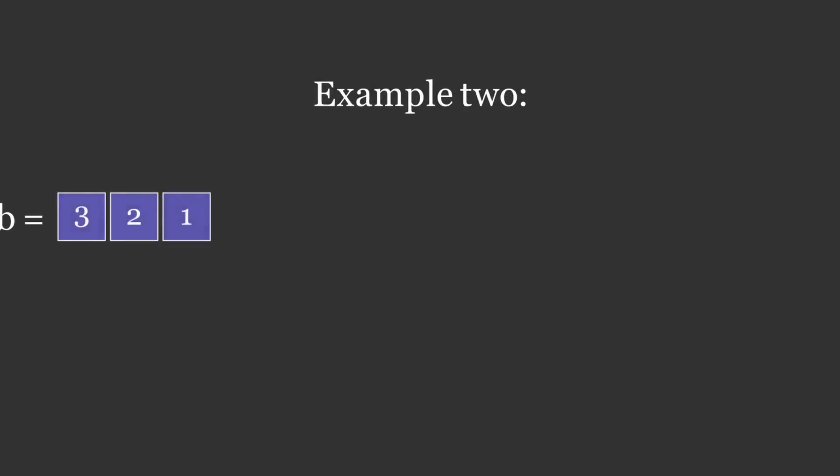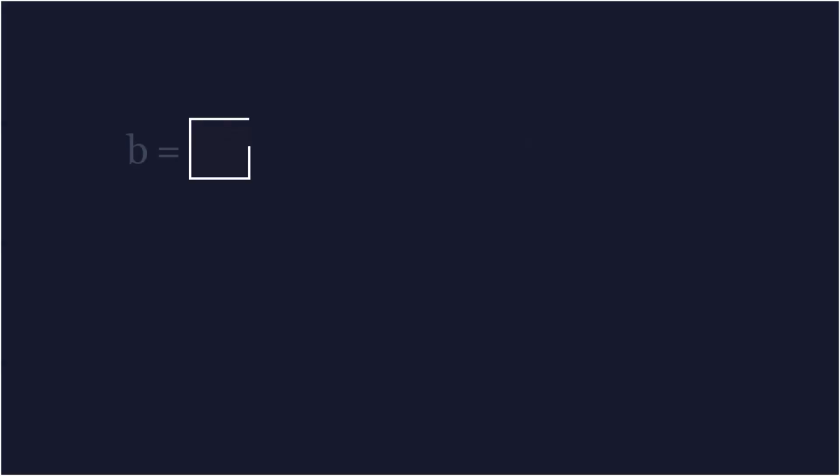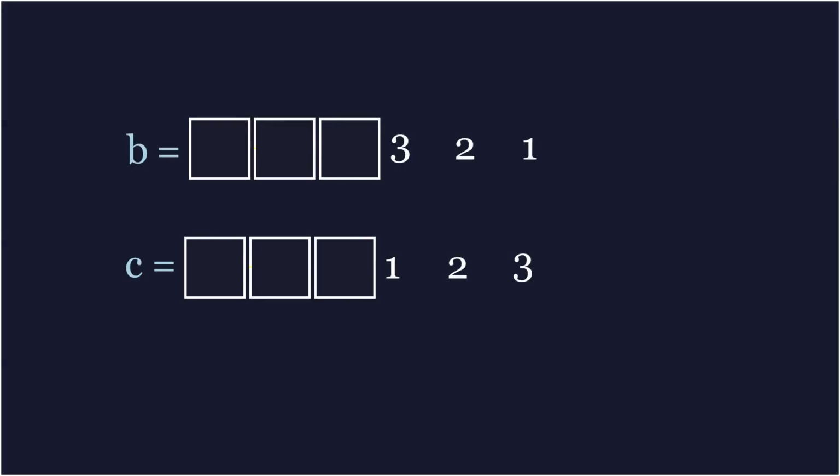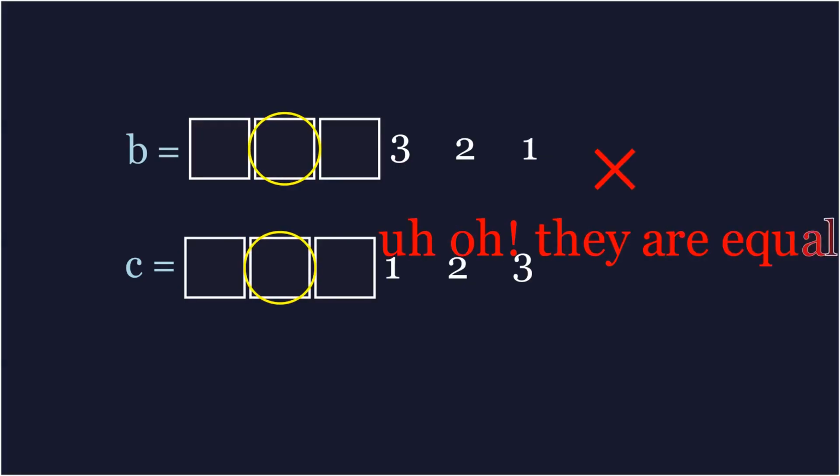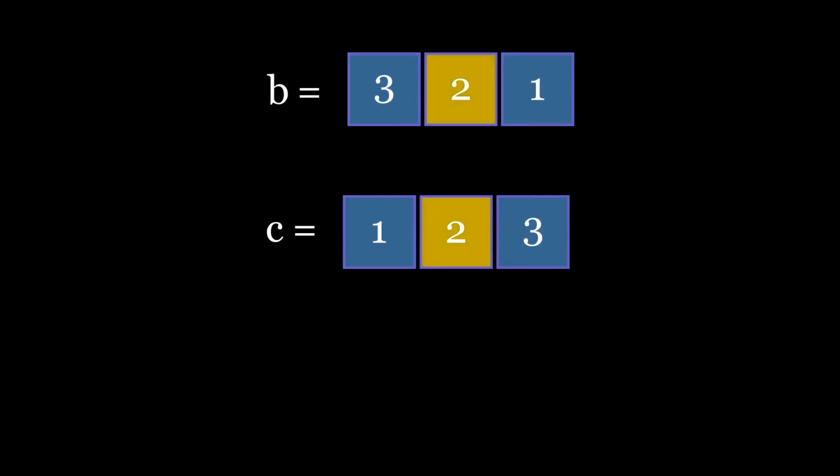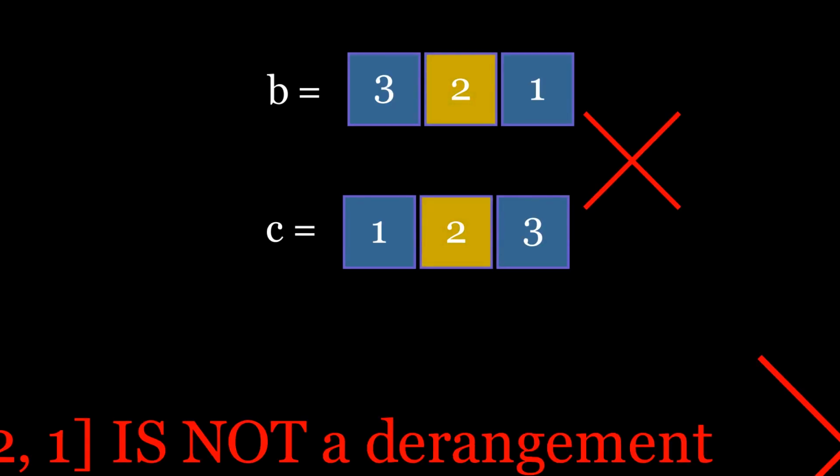a derangement. Example 2, B equals 3, 2, 1. Sorting this gives C equals 1, 2, 3. Comparing elements, B sub 1 equals 3, C sub 1 equals 1, not equal. B sub 2 equals 2, C sub 2 equals 2. Uh-oh, they are equal. Because B sub 2 equals C sub 2, 3, 2, 1 is not a derangement.